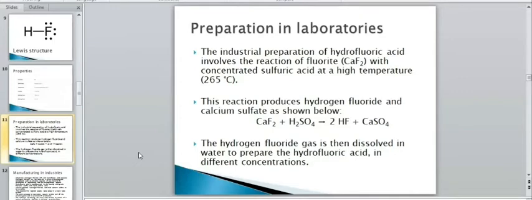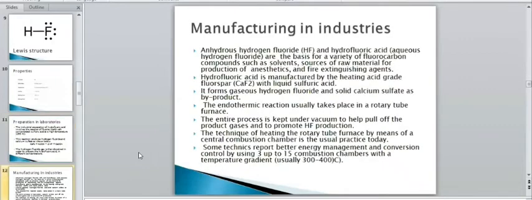If the gas is dissolved in less water, it is more concentrated, and if the gas is dissolved in more water, it is less concentrated. Now, how it is manufactured in industries.